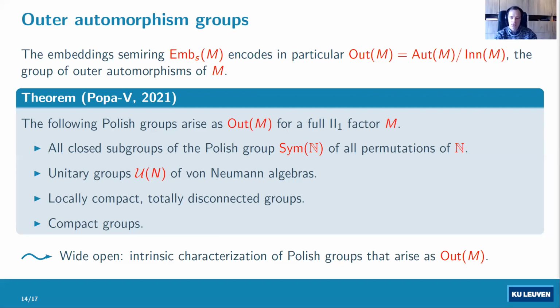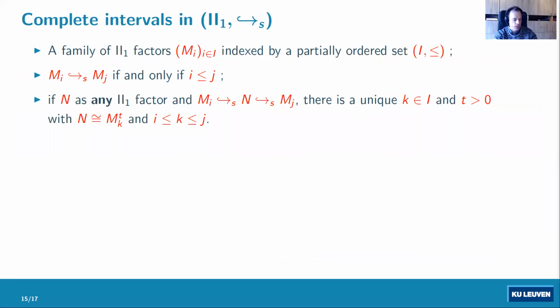Okay, a final thing before giving a glimpse of the methods that we use: in specific cases, we can go one step further. So I was saying that we have these families of II_1 factors that are indexed by a partially ordered set. And this means that M_i can be stably embedded in M_j, if and only if i is smaller or equal to j. Now, in certain cases, and in order theory, this is a well-known notion, we call such a thing a complete interval if, moreover, any II_1 factor that sits in between must already appear in the list.